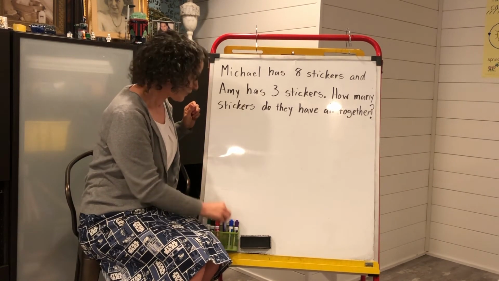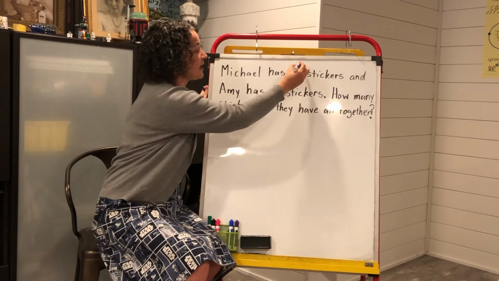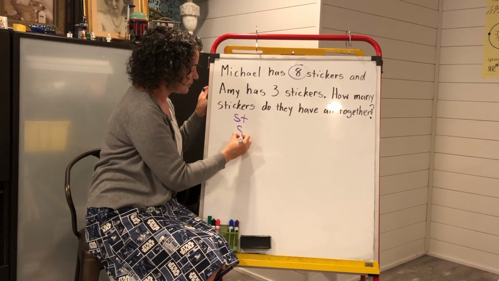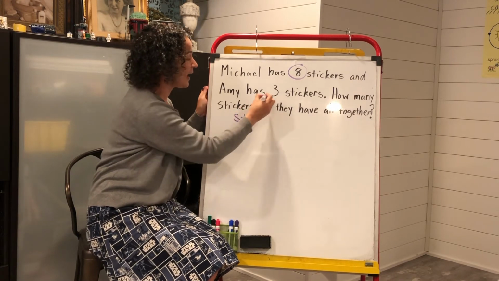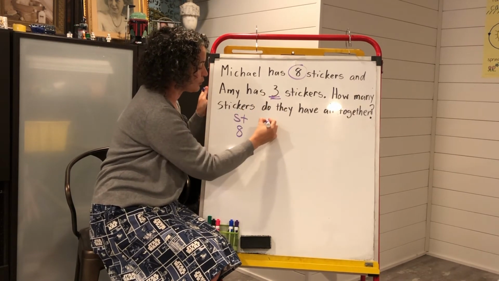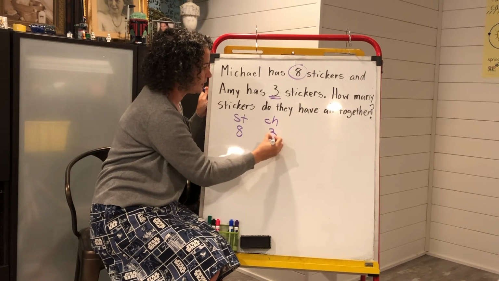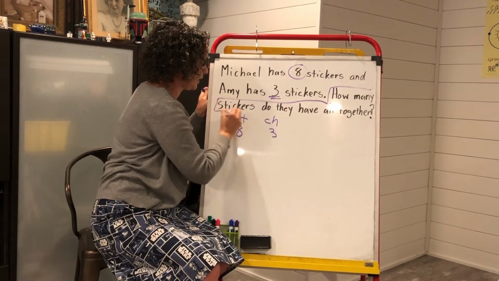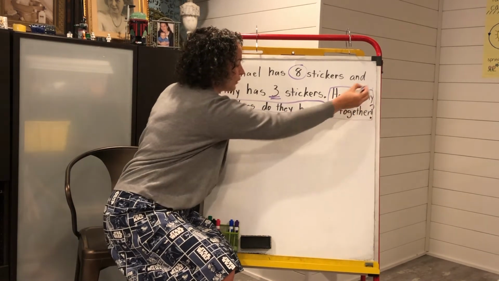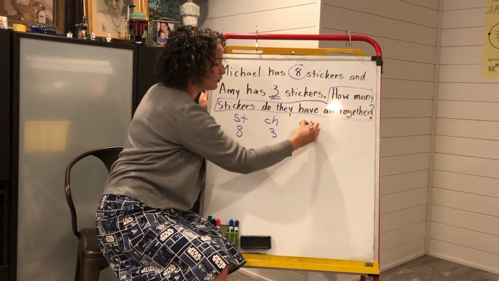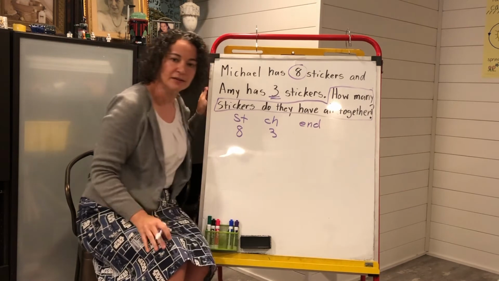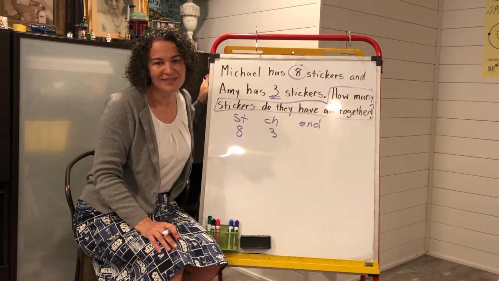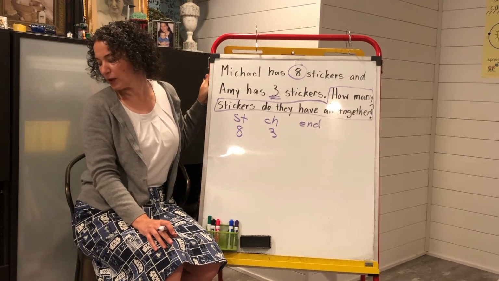So, Michael has 8 stickers. So my friends, we are starting with 8. And Amy has 3 stickers. So our change is going to be 3. How many stickers do they have all together? That is our end. Sounds like we don't know. What do we call the thing we don't know? Penny, what do we call the thing we don't know? Penny, look.